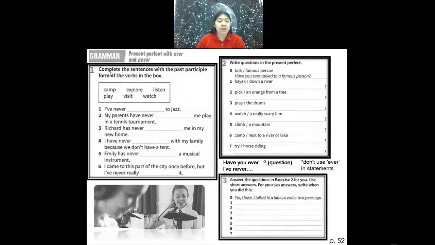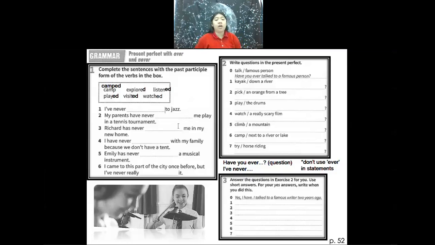What should you do? Complete the sentences with the past participle form of the verbs in the box. So for example, the word camp, we need to change it first. It becomes camped, right? Explore becomes explored. So just add a D here. And then listen becomes listened, ED. Play becomes played, okay. Visit becomes visited, and watch becomes watched.